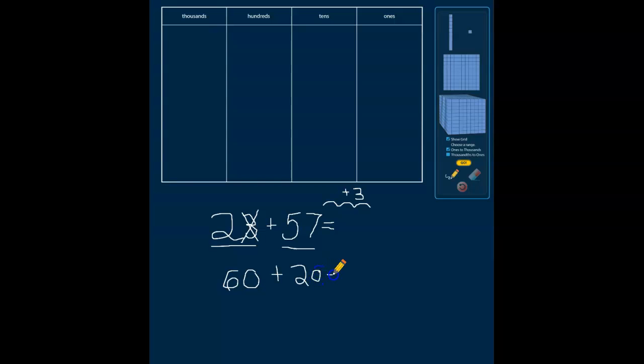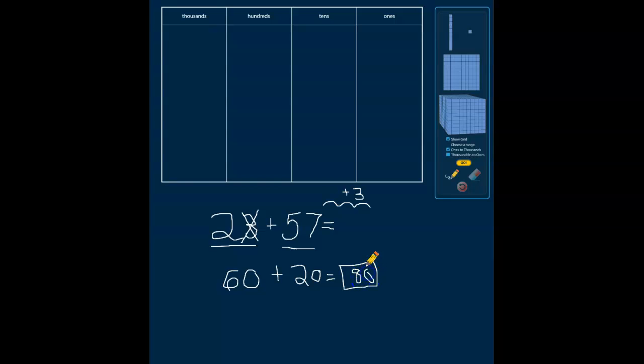Well, I could do this in my head. I know you can too. If I'm looking for the sum of 23 plus 57, and I use compensation, that's the same as saying 60 plus 20, which is 60, 70, 80. So my sum is 80.